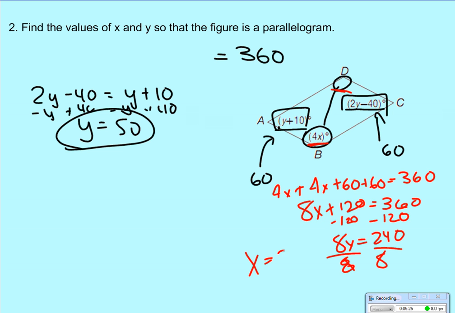So x will equal 30. So look and see what I did. I figured out that those two were 60. All four of them have to add up to 360, then it just became a matter of solving. So now, the last couple pieces here.